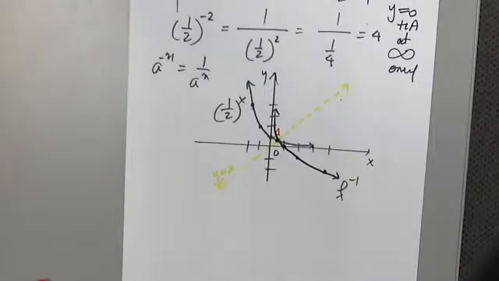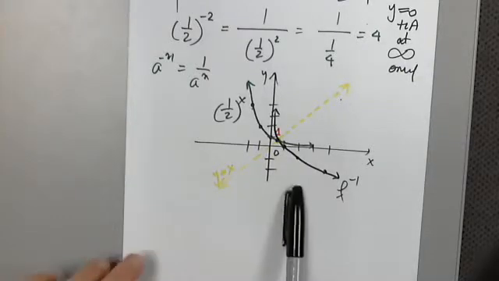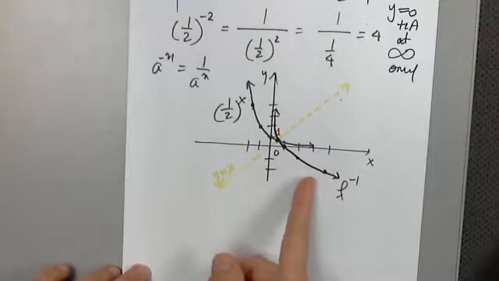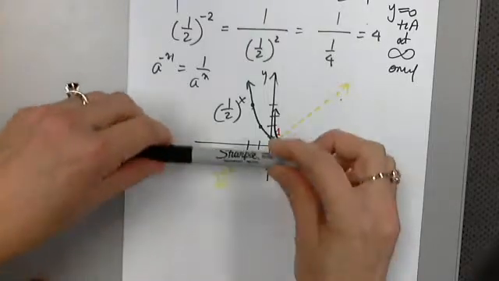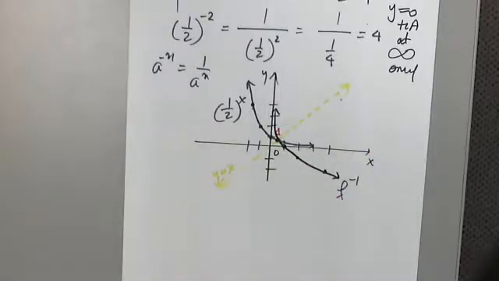What do we notice? That if the function is decreasing because it has a base less than 1, what can you say about the inverse function? Also decreasing. However, this is not a friendly function. This function is defined everywhere. This one is not, only from 0 to infinity. This one has a horizontal asymptote, and this one has a vertical asymptote.